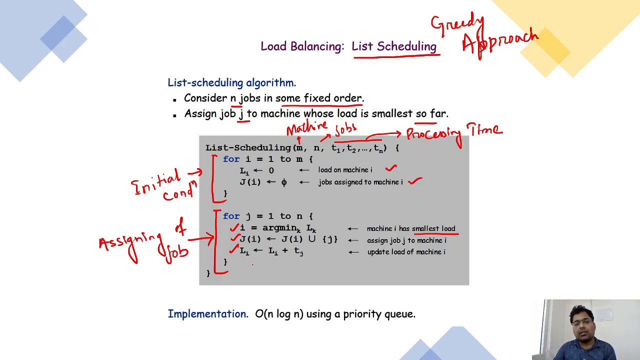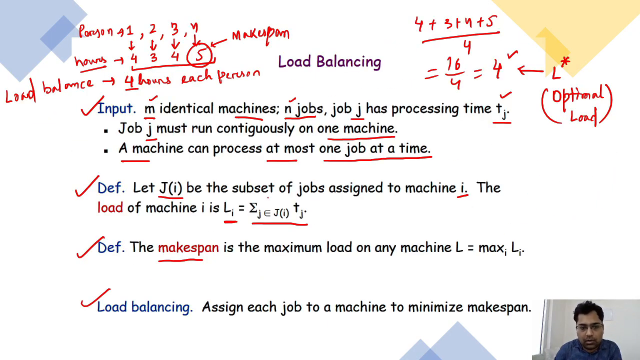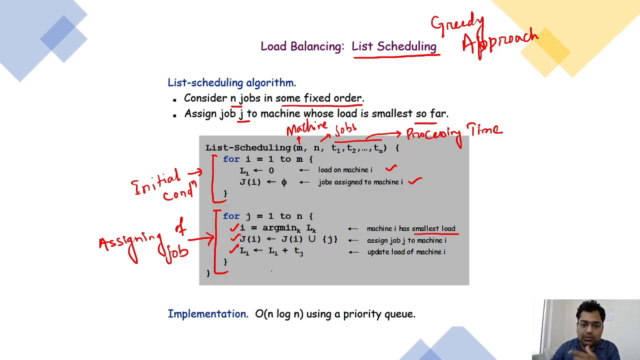Once it is done, as I have already told you, the load will be the summation of the processing times of the jobs j belonging to capital J of i, which we have already studied. We are just adding all the set of jobs with their processing times. This is the load of the machine i; sorry, I must write it as L of i for each machine. It follows certain rules, as we already studied: L of i is the summation of all the jobs within machine i with their processing time. We just recently studied that one. So in this way we are assigning each job.